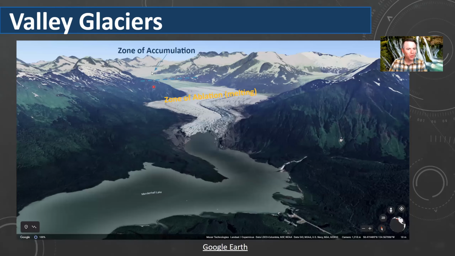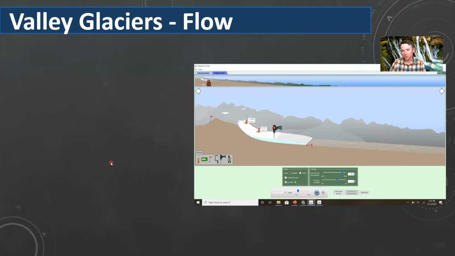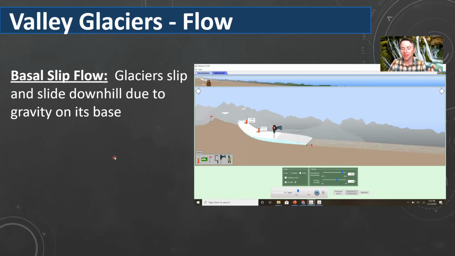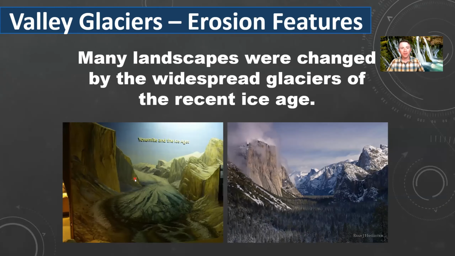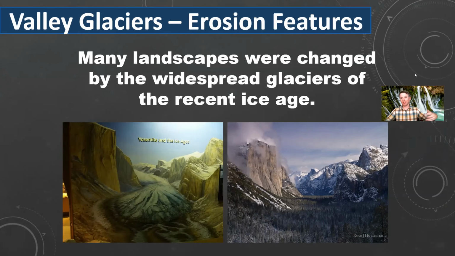And so that's why I got you a Google Earth view. So here's kind of that equilibrium line, and this is where the glacier is forming. This is where the glacier is melting away, the zone of ablation. All right. And we already talked about the drills going down through there. So that basal slip flow is what you guys saw, where the glaciers kind of slip and slide downhill due to gravity on its base. And it makes that plastic flow, like I already talked about earlier, how it makes it move like silly putty.